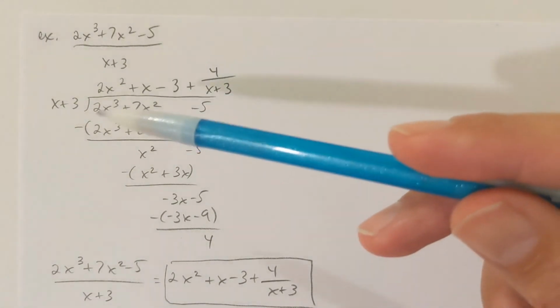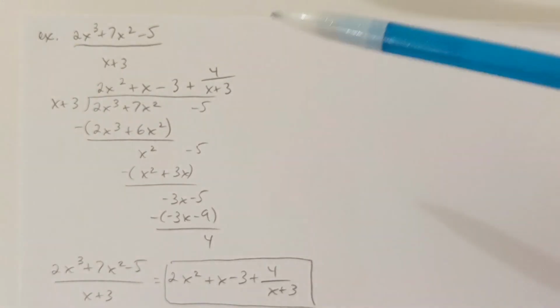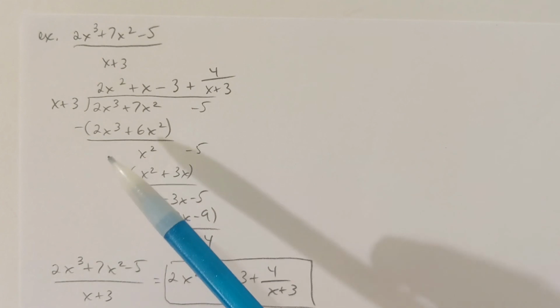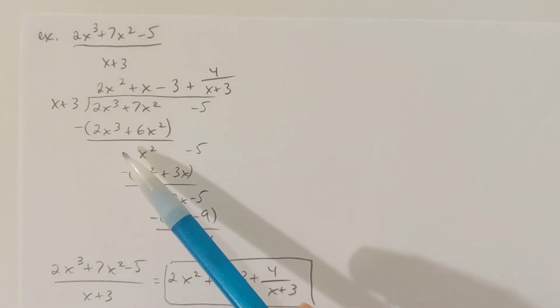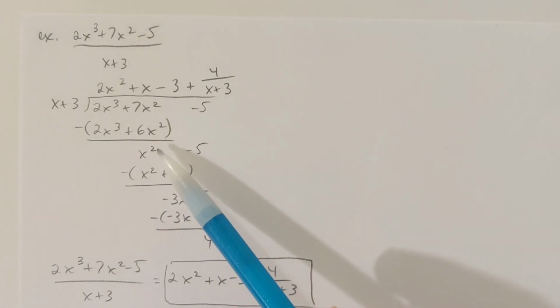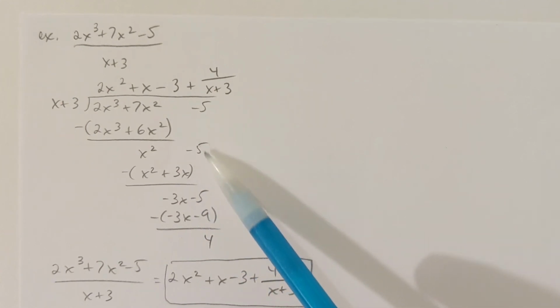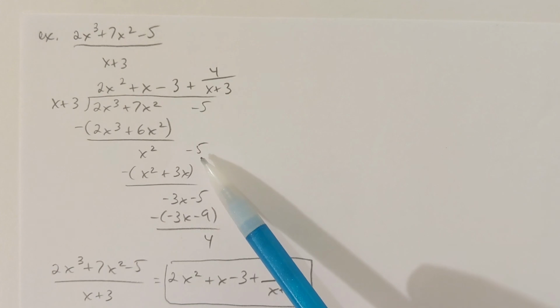2x squared times x plus 3 gives me 2x cubed plus 6x squared. Okay, and I'm subtracting that, so 2x cubed minus 2x cubed is 0. 7x squared minus 6x squared is x squared. Negative 5, you can bring down the negative 5 there, so you get x squared minus 5.